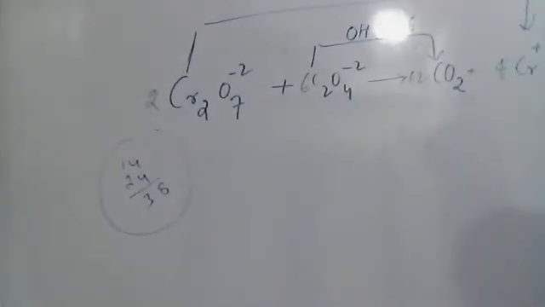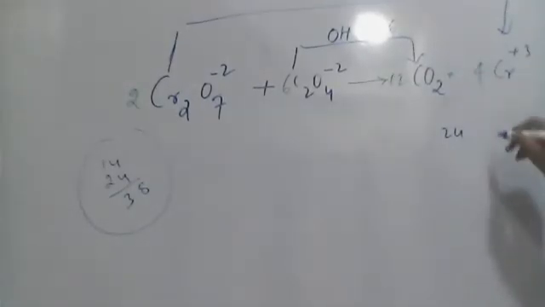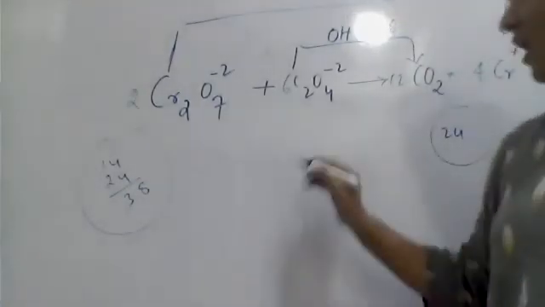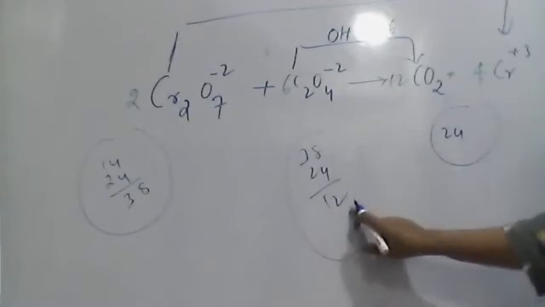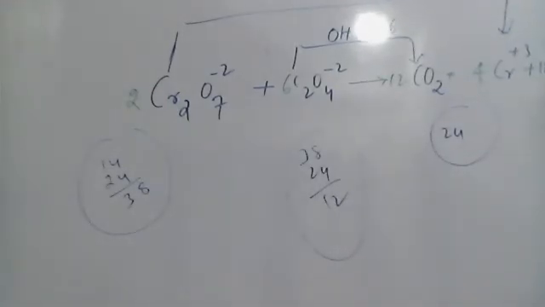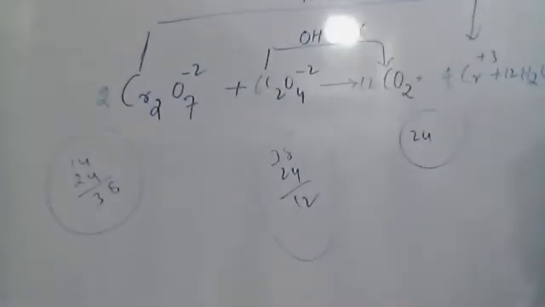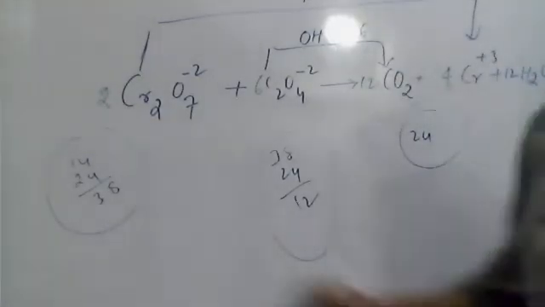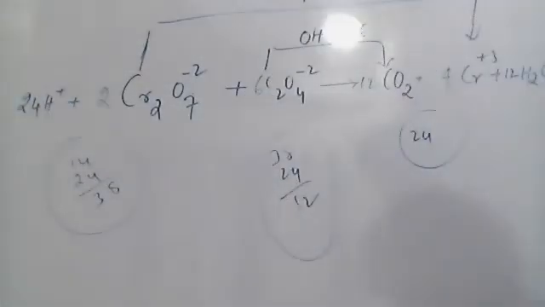Now at the right side, check it. 12 twos are 24, so 24 oxygens. So where is it more? Left side. How many more? 38 minus 24, 12. So we have to add 12 H2O here, because 12 oxygens means 12 H2O. And on the other side we have to add hydrogens in the form of H plus because the reaction is in acidic medium. So 12 twos are 24, 24 H plus.